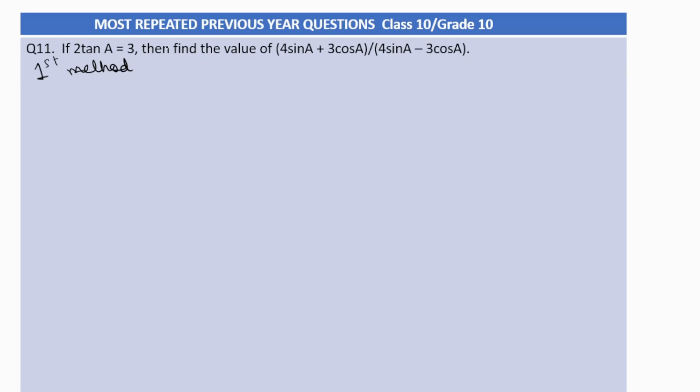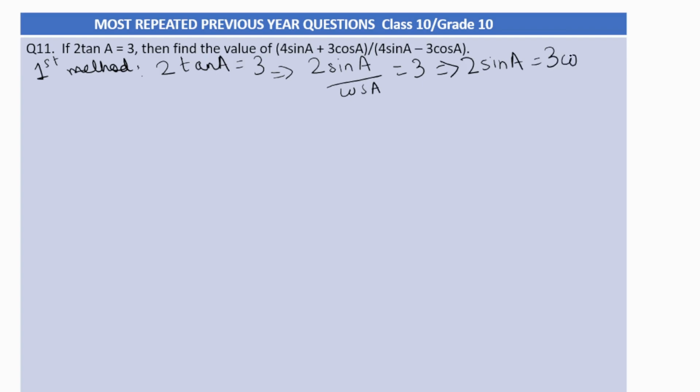instead of tan A, I can write 2 tan A is equal to 3 as 2 sin A by cos A equal to 3. If I take the cos A to the other side, it will become 3 cos A. Now in this particular equation that I have written here, instead of 3 cos A, I can substitute 2 sin A.